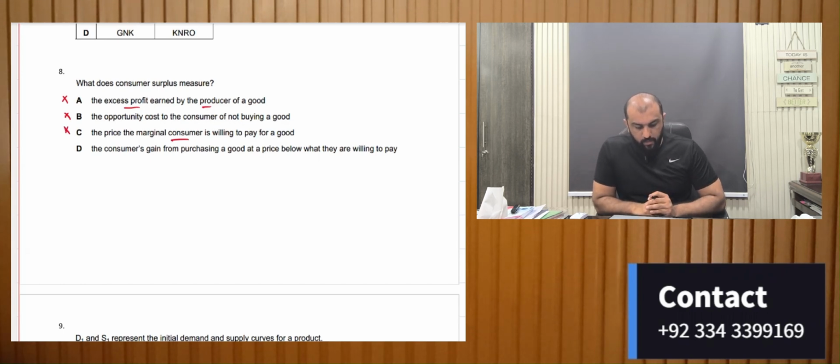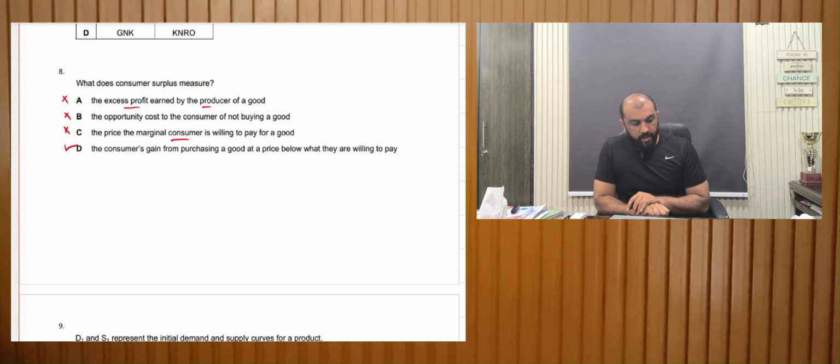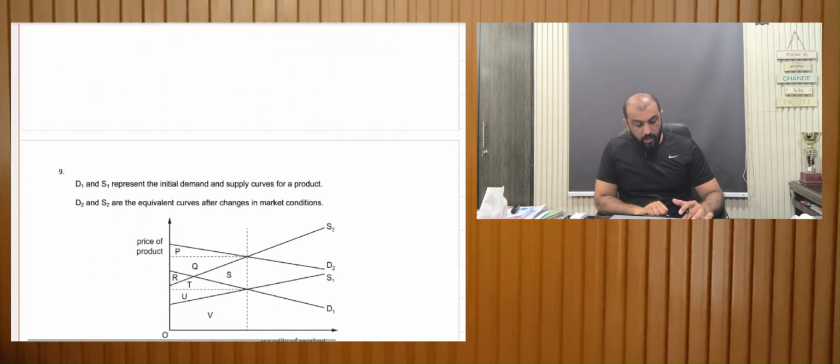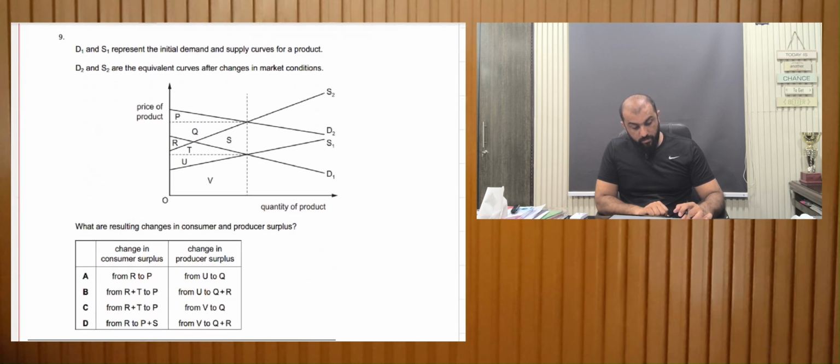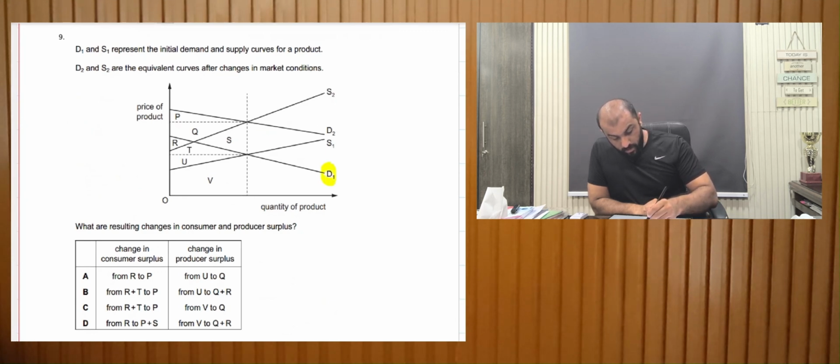The consumer gains from purchasing a good at a price below what they're willing to pay. Now, this is the right answer. Okay, now here comes a tricky one. D1 and S1 represent the initial demand curve. So D1 and S1.